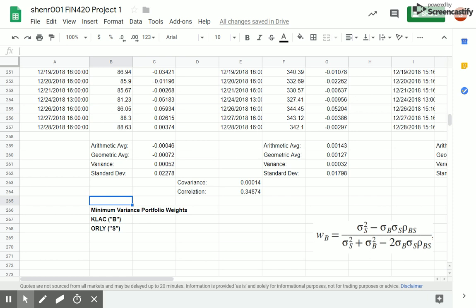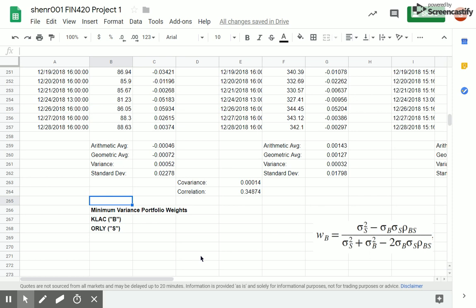Okay, so in this video, I'm tackling questions 5 and 6 from project number 1, part 1, calculating the minimum variance portfolio weights and the optimal portfolio weights. I probably won't take this all the way to the end of that, but just to give you an idea.